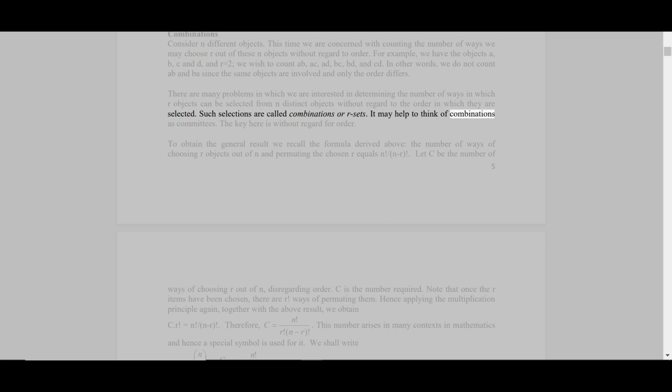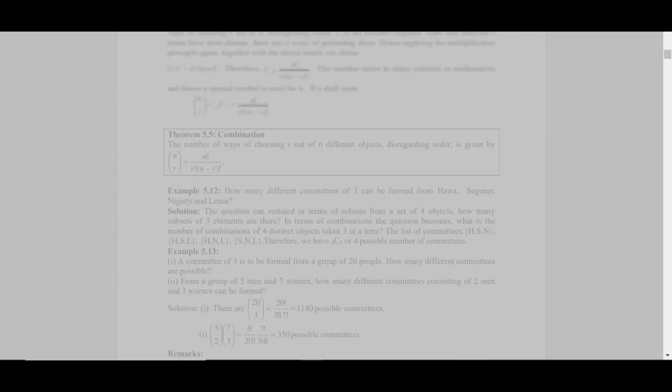It may help to think of combinations as committees. The key here is without regard for order. To obtain the general result we recall the formula derived above, the number of ways of choosing r objects out of n and permuting the chosen r equals n!/(n-r)!. Let C be the number of ways of choosing r out of n, disregarding order. C is the number required. Note that once the r items have been chosen, there are r! ways of permuting them. Hence applying the multiplication principle again, together with the above result, we obtain C x r! equals n!/(n-r)!.